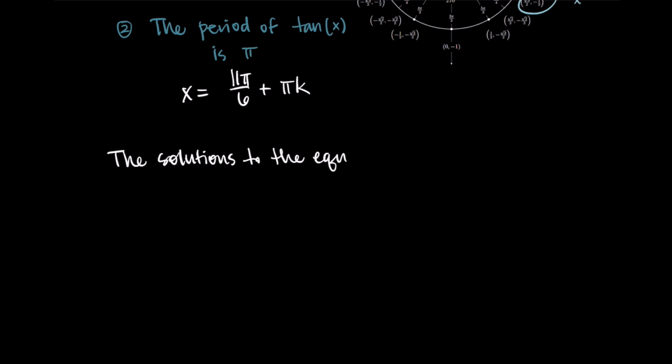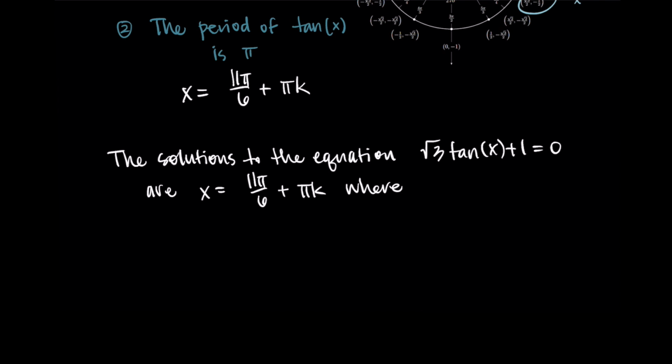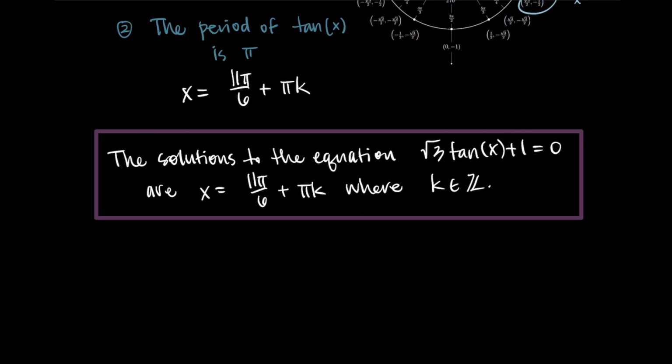So the solutions to the equation square root of 3 times tangent of x plus 1 equals 0 are x equals 11 pi over 6 plus pi times k, where k is an integer. So all right, in this example we did the same process. We isolated the tangent function, we found the solutions in the first rotation, or from 0 to 2 pi, and then we added the period of tangent.